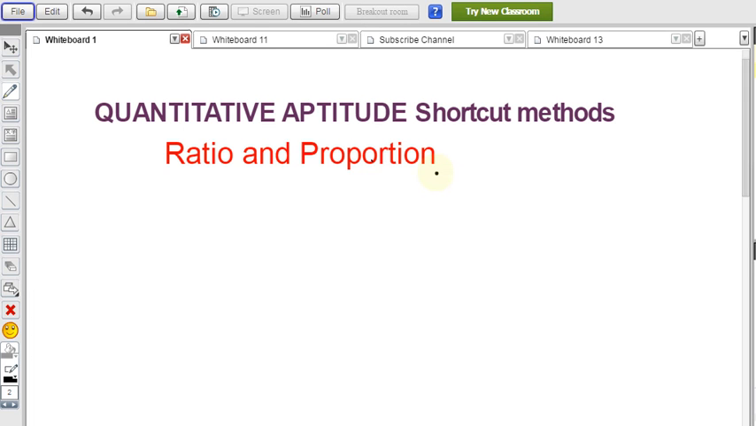Hi friends, in this video it is about quantitative aptitude shortcut methods, ratio and proportion. In this video I'll explain around 25 to 30 important problems of various methods from ratio and proportion.